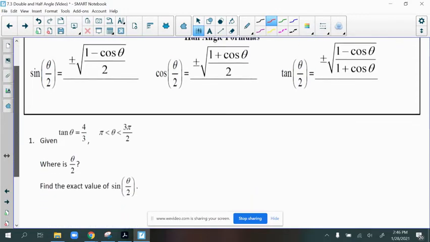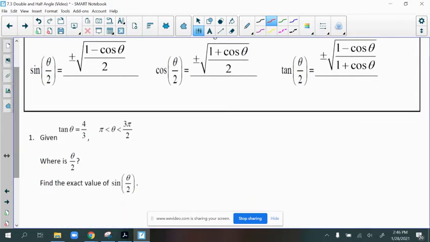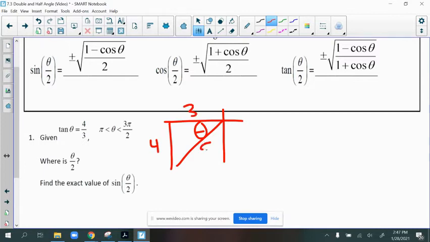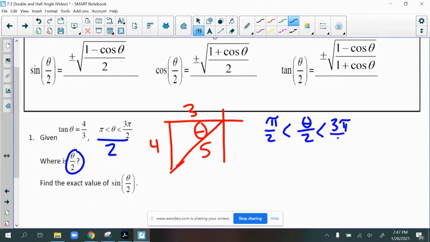So let's do an example together. I'm telling you that the tangent is 4/3, and that you're between pi and 3 pi over 2. So again, we're in quadrant 3. I'm going to draw myself a little triangle. Here is my theta. The side for this is 3, so this is 5. If I wanted to know where the half angle was, I would just divide everything by 2. So pi over 2 is less than theta over 2, which is less than 3 pi over 4. And so if I knew this, then this is definitely in quadrant 2.